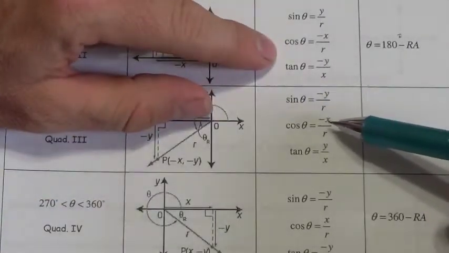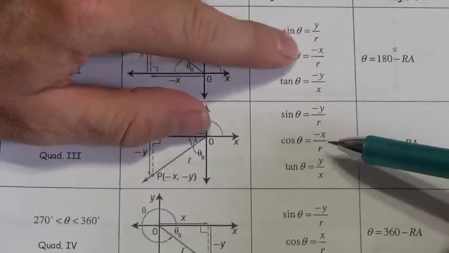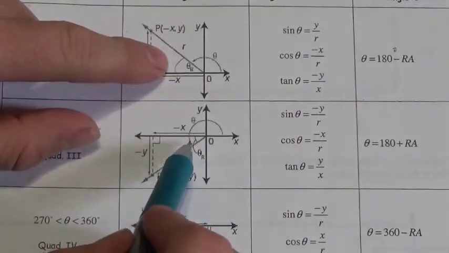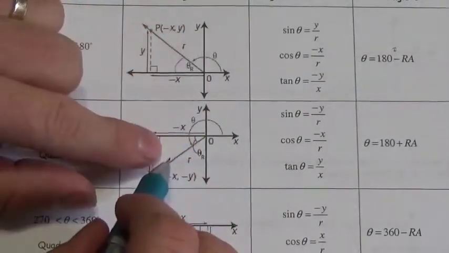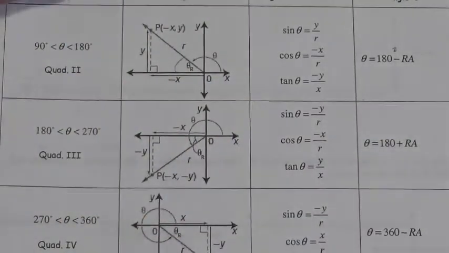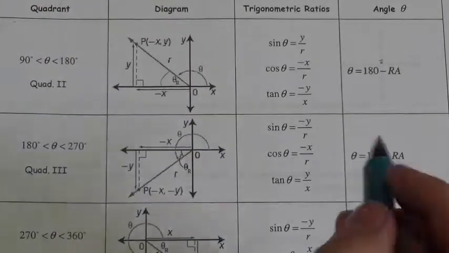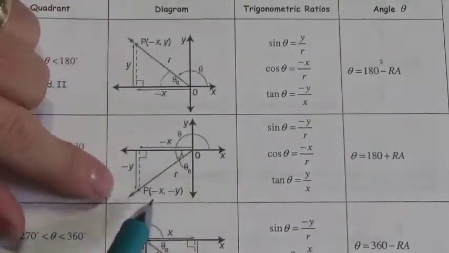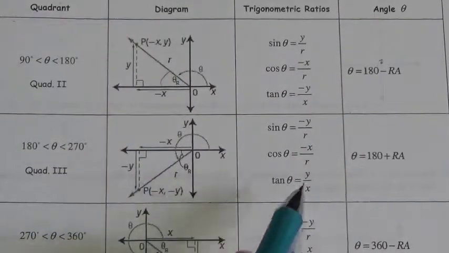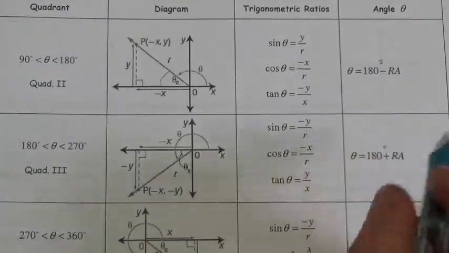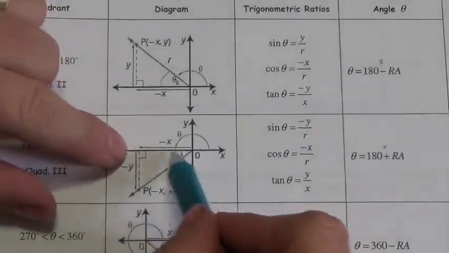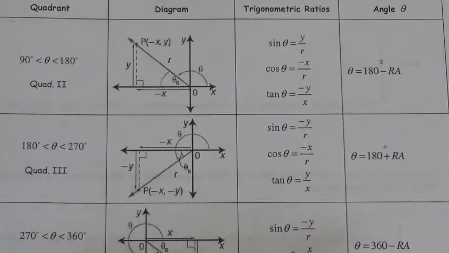Now notice cosine, again, is negative x over r. That particular ratio is going to stay the same. So assuming that the angle inside the triangle is the same in both cases, it's the exact same triangle, the cosine of this angle and the cosine of this angle will be identical. It's kind of an interesting outcome. Tangent will be positive y over x, because when the opposite and the adjacent are both negative, the negatives cancel each other out and you get a positive. And to get that rotation angle, it's going to be 180 degrees plus the reference angle. 180 degrees to get down to the x-axis, and then plus that angle inside the triangle.